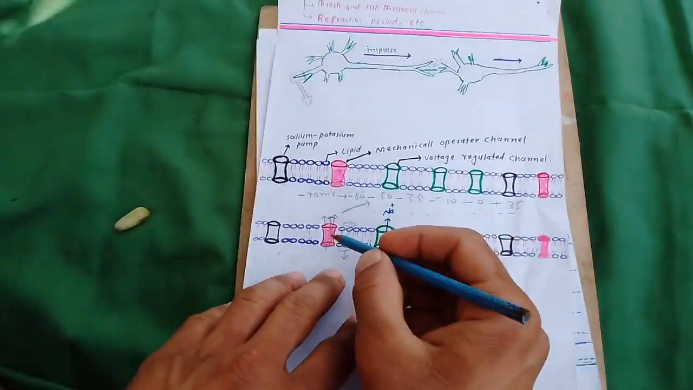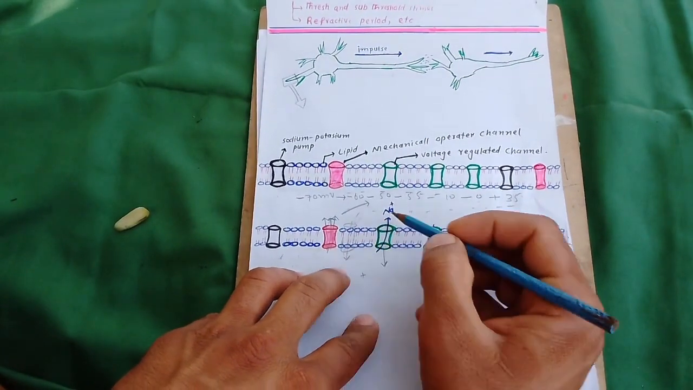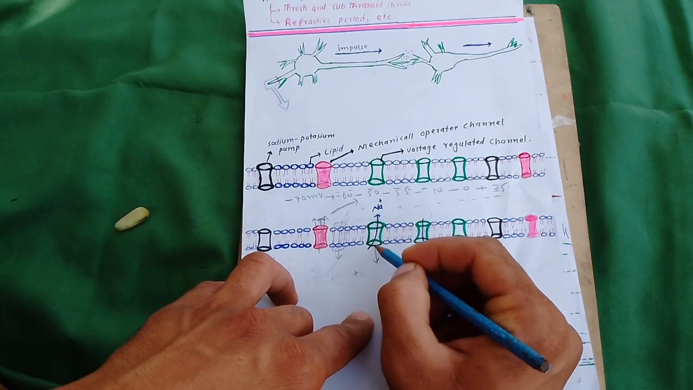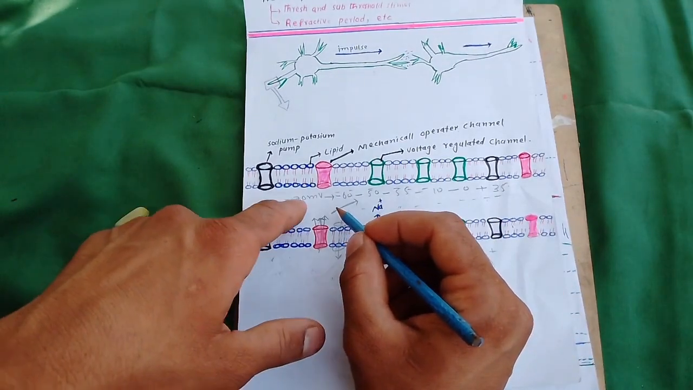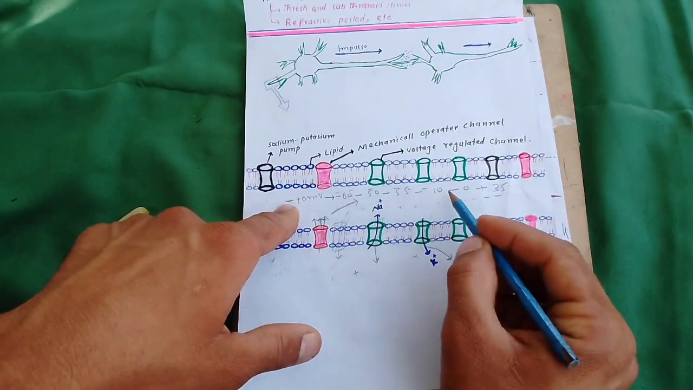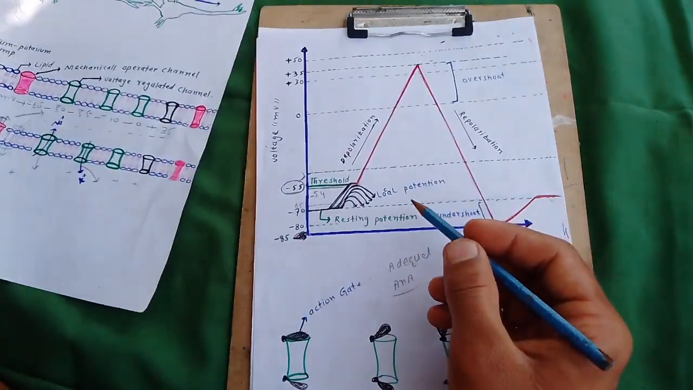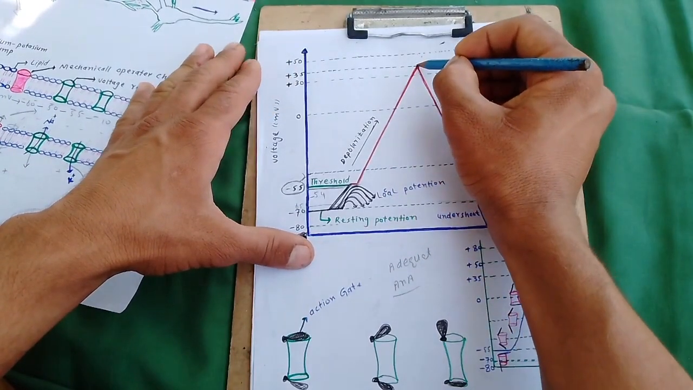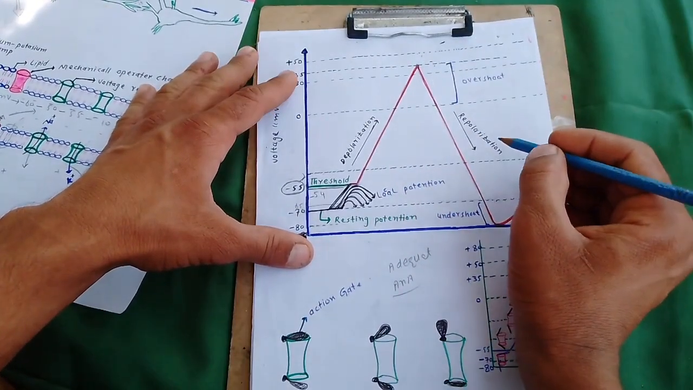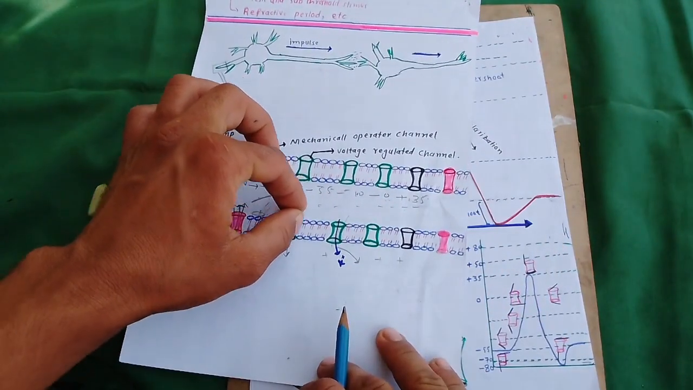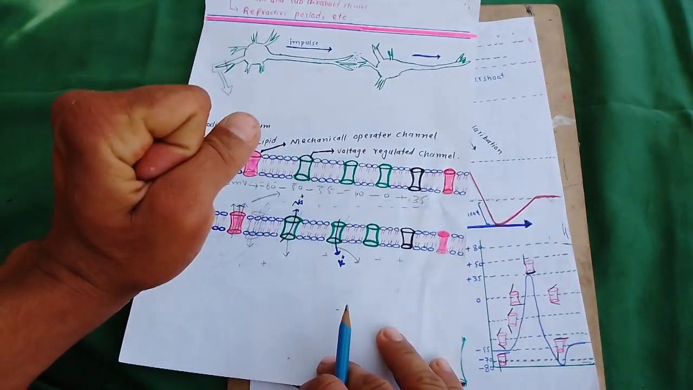So when a large number of sodium ions go inward, skipping the potassium channel, the depolarization goes from minus 70 up to 0 and up to plus 35. How does this phenomenon occur? This is called the depolarization up to this point. This is the depolarization phenomenon. So when the depolarization occurs, the direction of the current is inward.